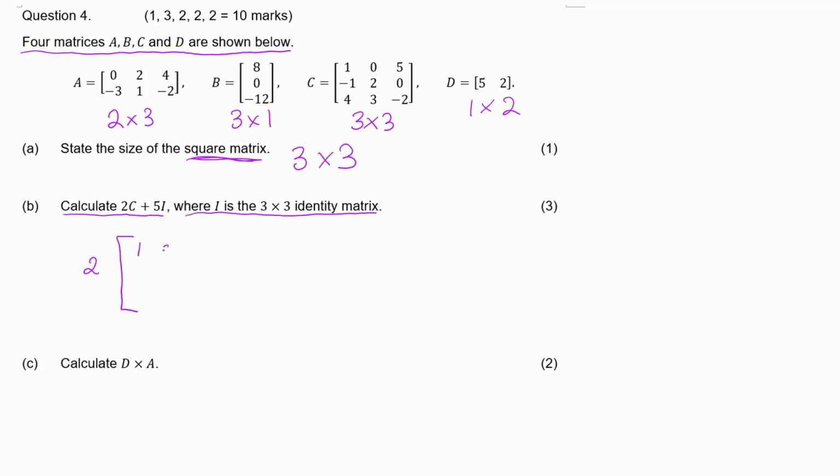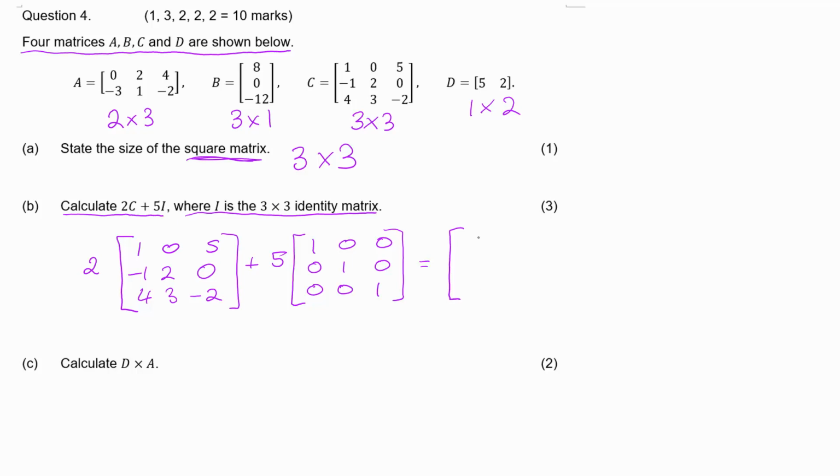So now C is 1, 0, 5, negative 1, 2, 0, 4, 3, negative 2. And then we want 5 times the identity matrix, which is 1, 0, 0, 0, 1, 0, 0, 0, 1. Remember, identity matrices always have 1s on the leading diagonal and 0s everywhere else.